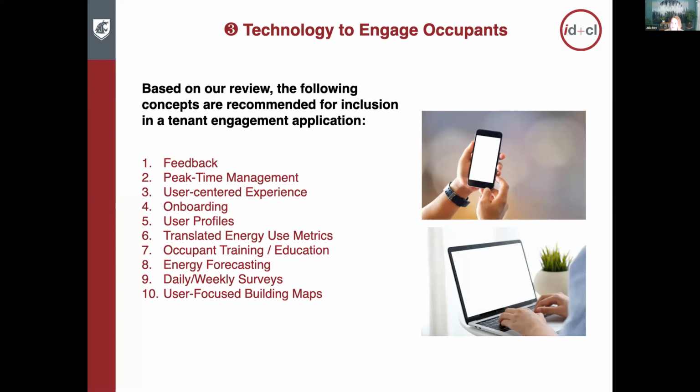Translated energy use metrics: we found some that would equate kilowatt hours to how many trees were planted or something like that. And having that kind of visual connection helped a lot of the occupants understand. Occupant training.